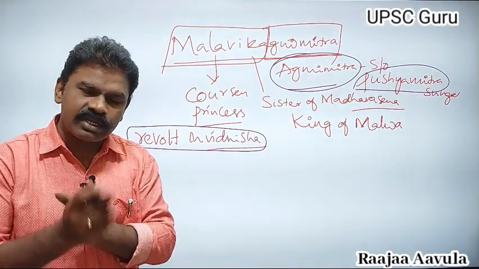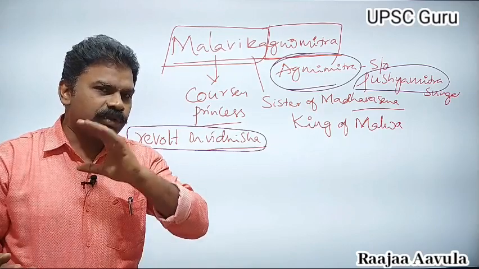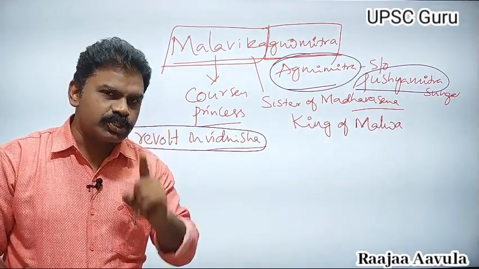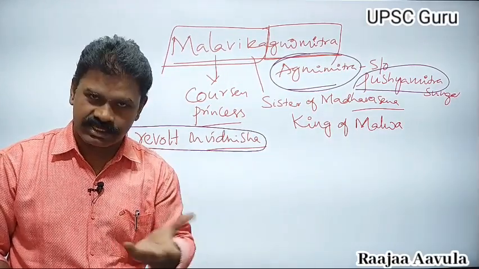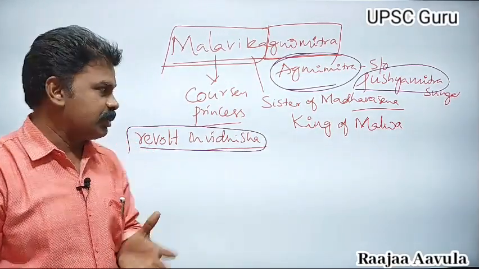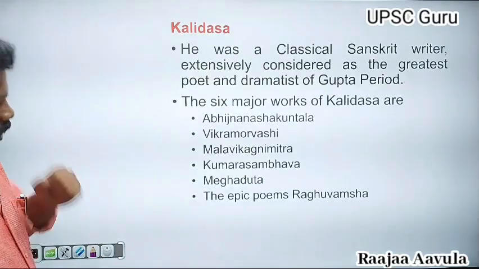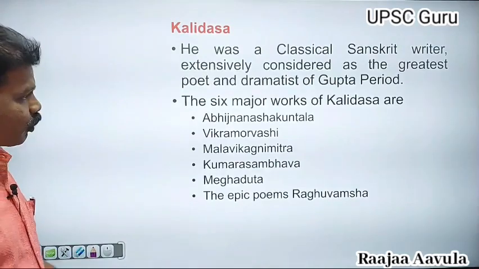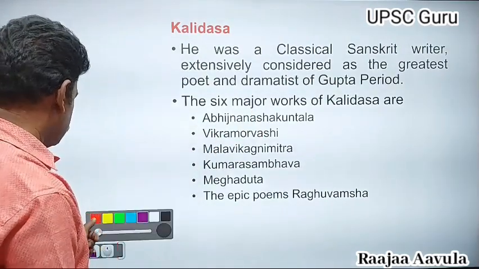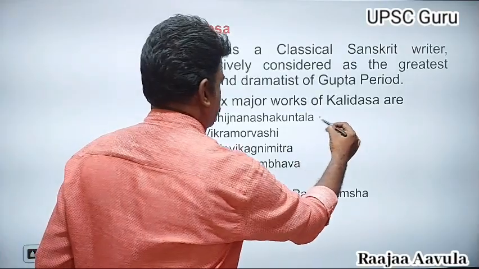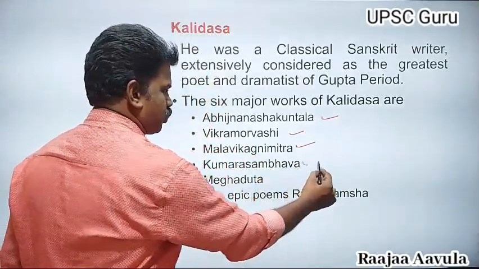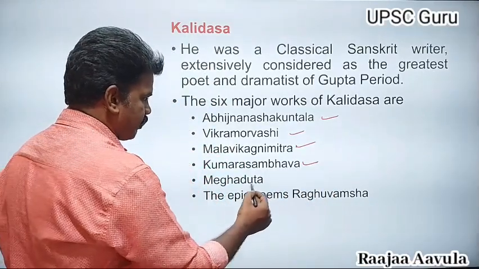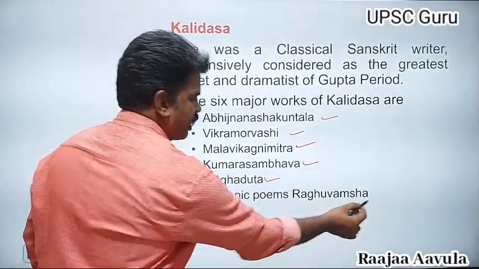Remember one thing, Kalidas wrote many books. Out of the many books, Kalidas' historical work was only one book. This was asked in an earlier examination. Come back to Kalidas, going through all the books of Kalidas: Abhignana Sakuntala, Vikramorvasi, Malavikagni-mitra, Kumara Sambhavam, Meghadutam and Raghuvamsam.